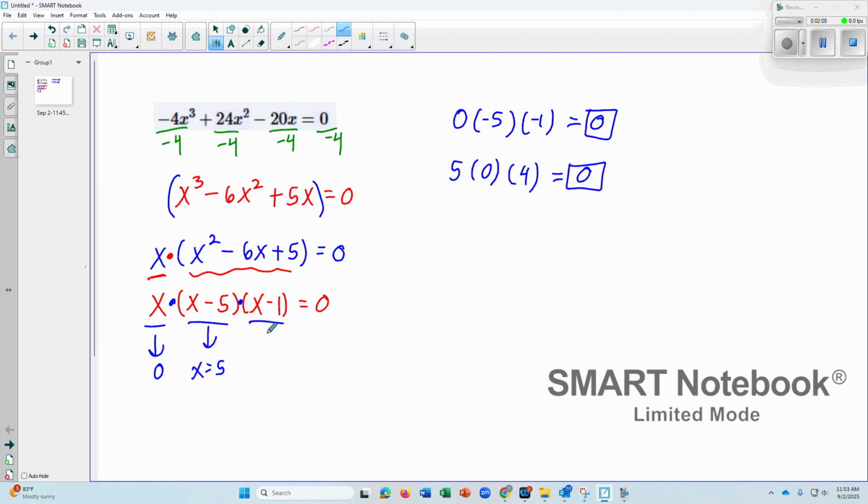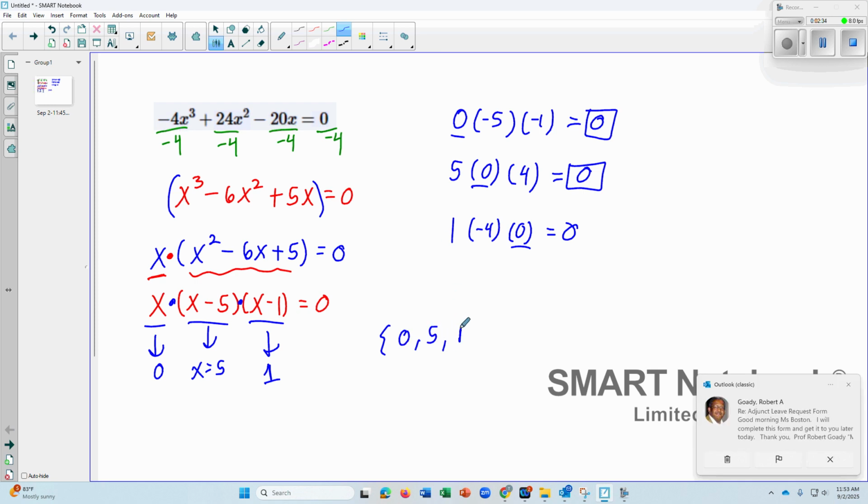And then our last one right here would be a positive 1. And so if you were to plug that in, you would get 1 times negative 4, and then times 0. Once again, it would equal 0. So see, we have 3 different ways we can substitute something in and make the equation collapse into 0. So our solution set would be 0, 1, oops, I put 5, it doesn't matter, 5, and then 1.